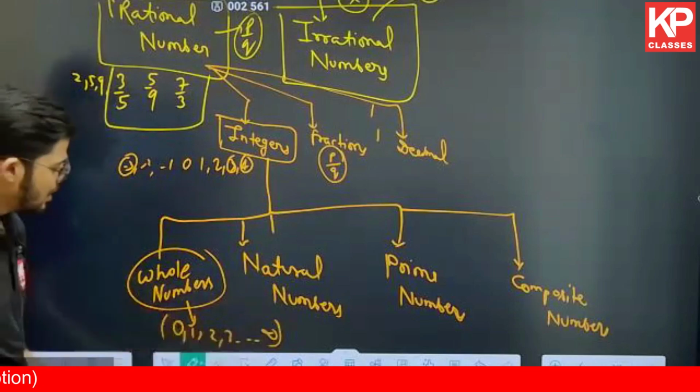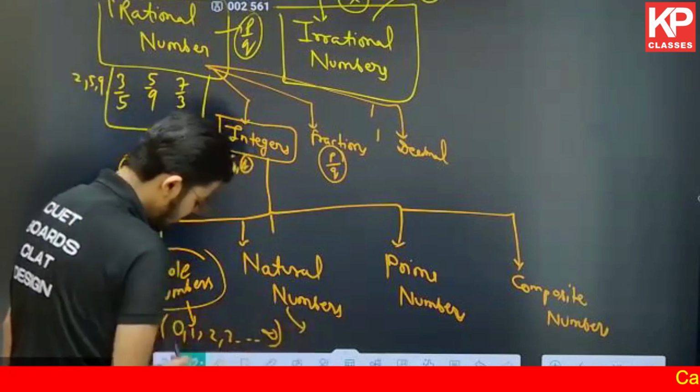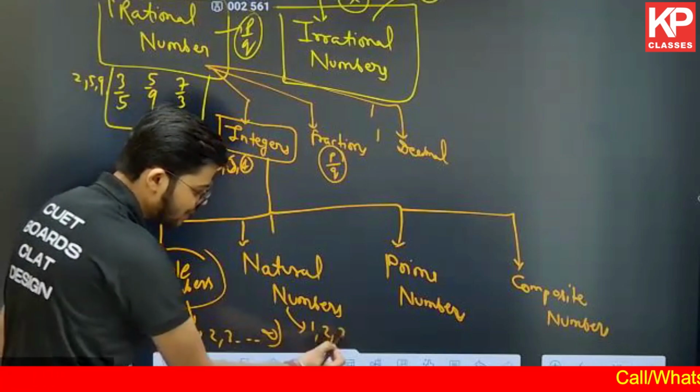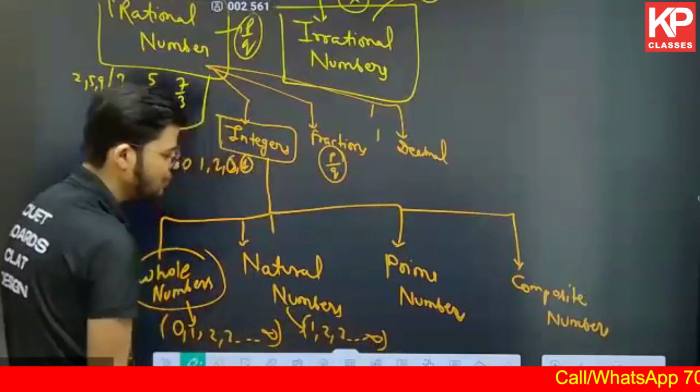Now, when I'm talking about natural numbers, what are these? When you are excluding 0. So 1, 2, 3 till infinity. This is an example of natural numbers.